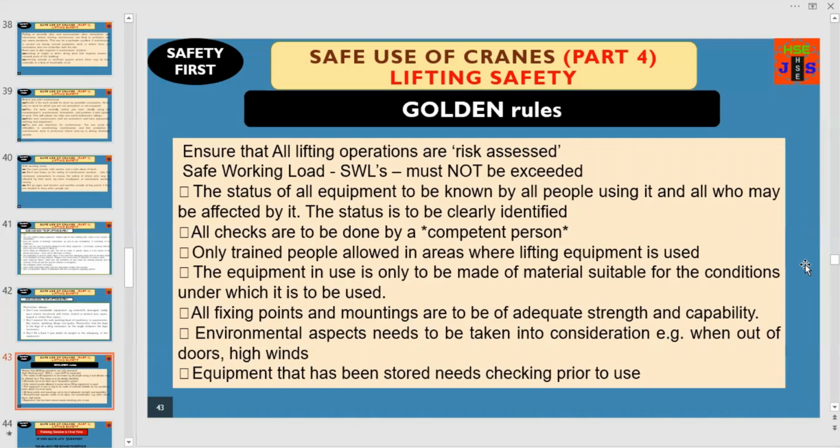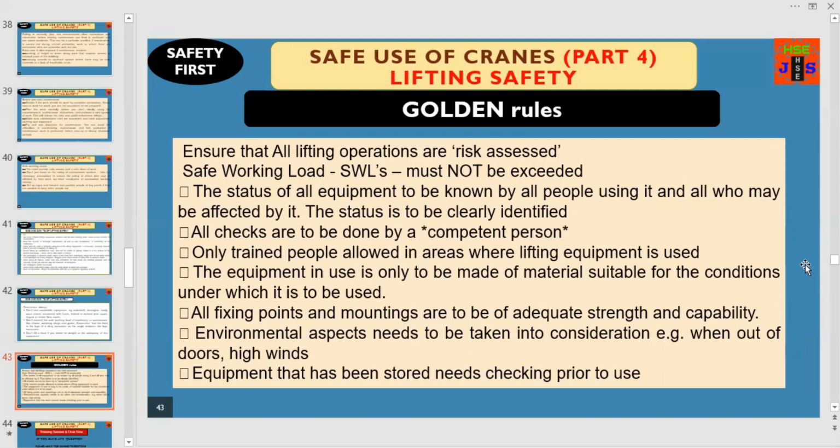Ensure that all lifting operations are risk assessed. Safe working load (SWL) must never be exceeded. The status of all equipment is to be known by all people using it and all who may be affected by it. The status is to be clearly identified and communicated. All checks are to be done by a competent person prior to start of lift and if required during the lifting operation. Only trained people are allowed in areas where lifting equipment is in use.